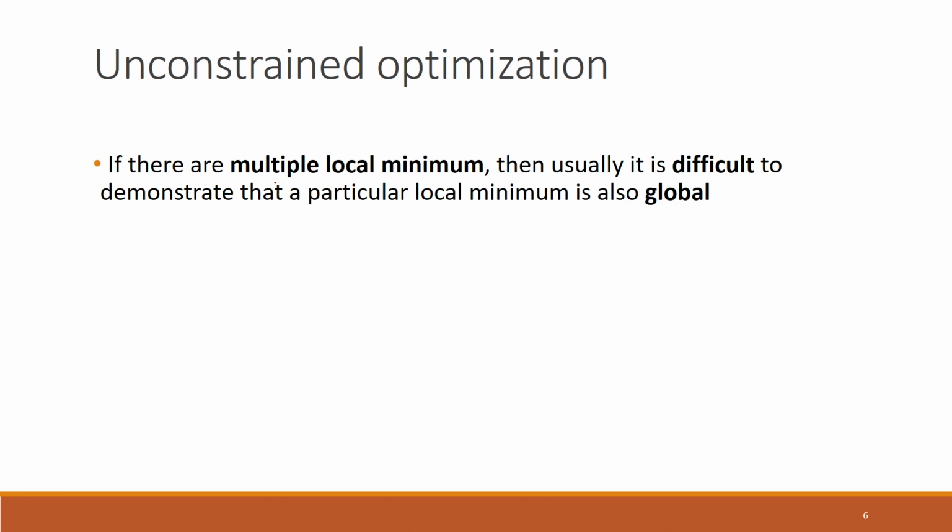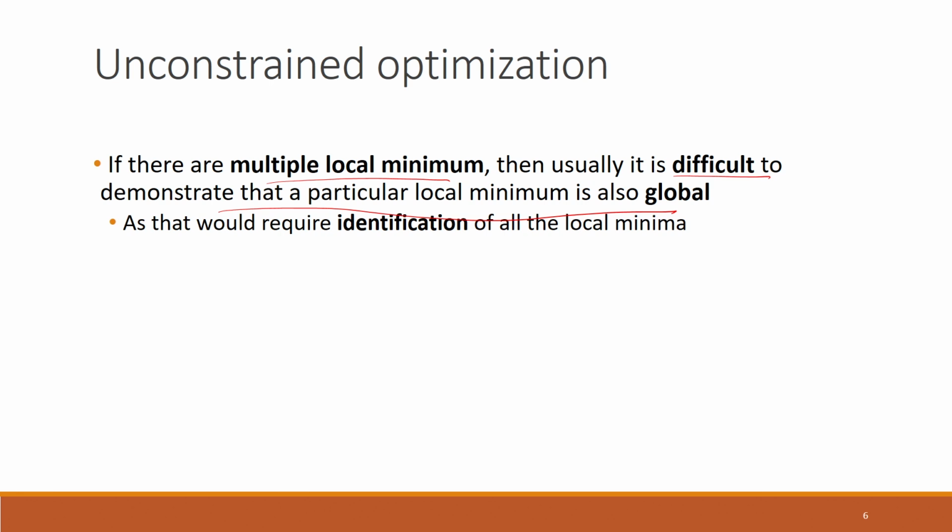Now if there are multiple local minima, then usually it is difficult to demonstrate that a particular local minimum is also global, because that will require identification of all the local minima. So then we need to be sure which local minima are present, and then we need to compare among them in order to argue that one of them is in fact the global minimum.